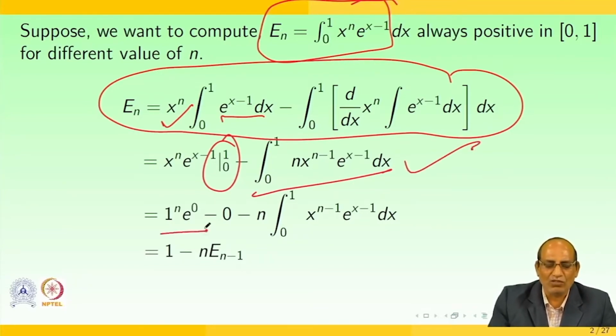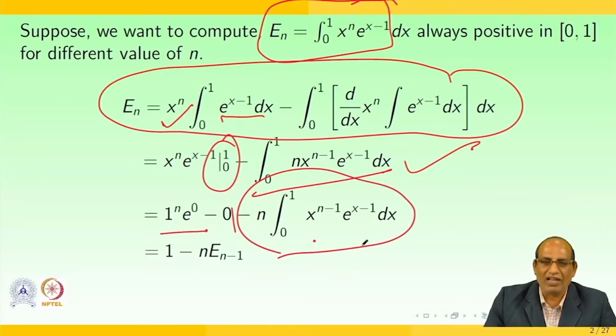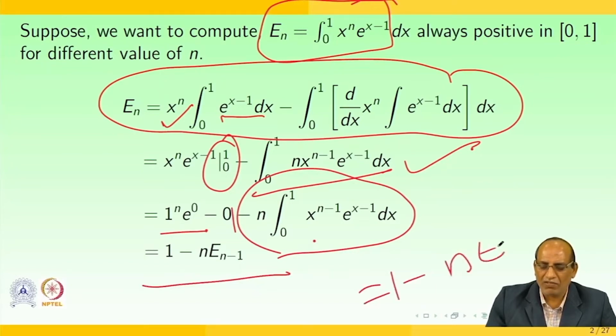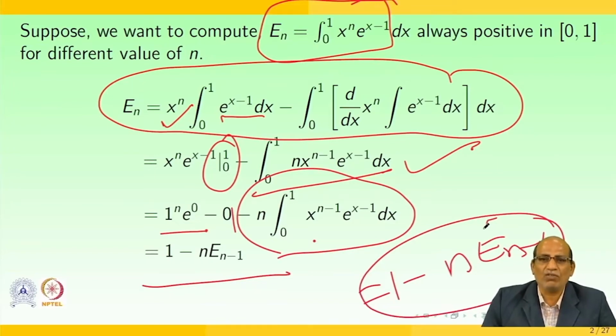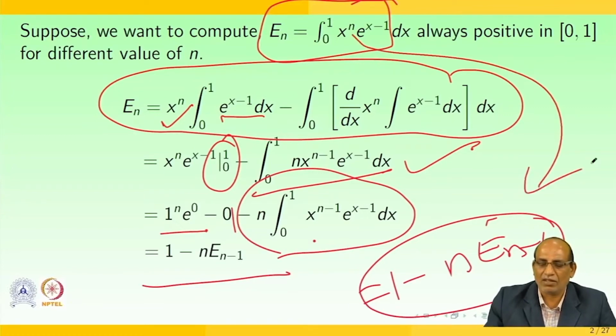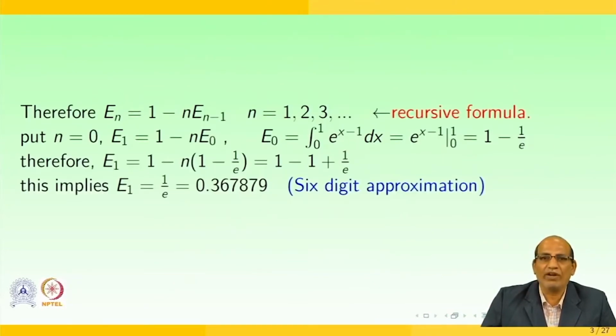Further, if you simplify, this turns out to be 1^n e^0, and anyway the lower limit term is 0, and this is x^(n-1) e^(x-1) dx. So altogether it turns out to be 1 minus n times E(n-1). So what you can see from here is, when you evaluate En equal to the integral from 0 to 1 of x^n e^(x-1) by integration by parts in the given interval 0 to 1, it turns out to be 1 minus n E(n-1). So the recursive formula is En = 1 - n E(n-1), n = 1, 2, 3, etc.